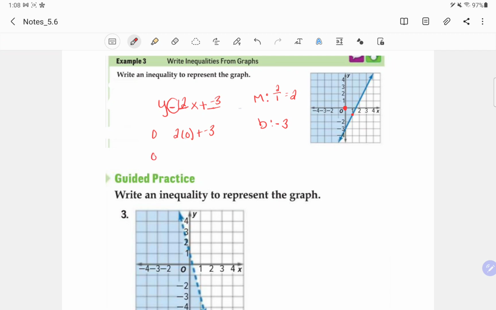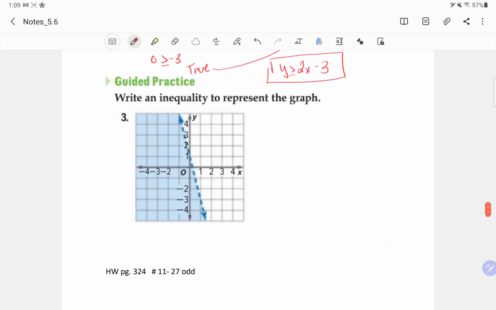2 times 0 is 0, plus negative 3, so it's just negative 3. 0 is larger than or equal to negative 3. All right, this is true. That matches with shading the side the origin was on. So the symbol we have is a greater than or equal to sign. So your final answer would be y is greater than or equal to 2x. You don't have to write the plus negative, just minus 3. All right. Okay, take a second and try guided practice 3.